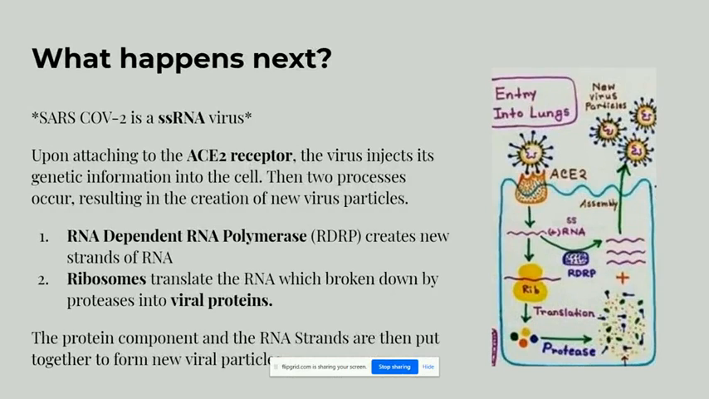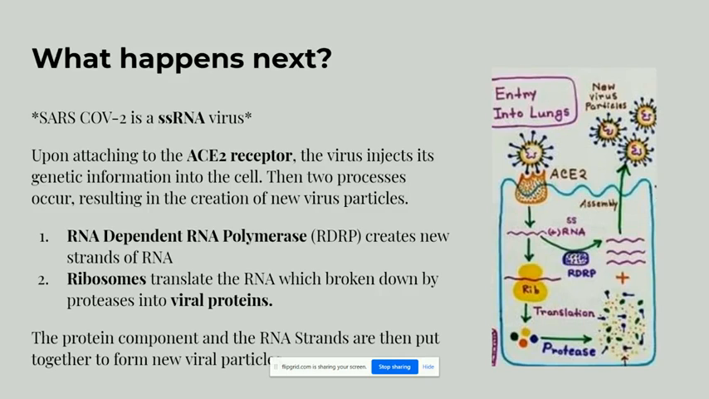Basically, the virus would then inject its genetic material into the cell, and then two processes would occur, resulting in the creation of new viral particles. Before we go into the two processes, it's important to note that SARS-CoV-2 is a single-stranded RNA virus. Viral genetic material can be single or double-stranded DNA or RNA. Since their genetic material is single-stranded RNA, they cannot depend on the regular RNA polymerase that carries out transcription, because the regular RNA polymerase creates an mRNA transcript based on DNA. But since the virus's genetic material is RNA, it would use RNA-dependent RNA polymerase to synthesize new RNA strands.